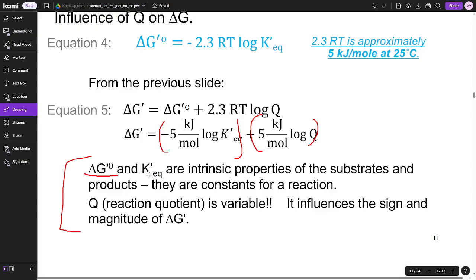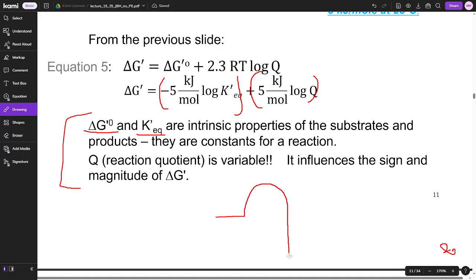So delta G naught and KEQ are intrinsic properties of a substrate and product. Remember, this whole scheme is just dependent on the stability of the substrate and the stability of the product. It's not dependent on anything else, not on how much there is. I guess it is technically dependent on how much there is, but it's just a measure of stability: which one is more stable?